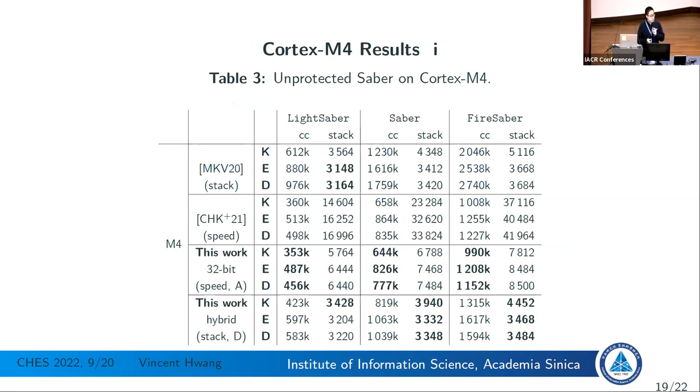This is the overall performance number of unprotected Saber on Cortex-M4. In the literature, in particular, CHK+21 already shows that NTT-based multiplication results in very speed-optimized implementations. We slightly optimized some arithmetic like packing and unpacking polynomials. So our implementation is slightly faster than their work. In terms of stack usage, our heavily stack-optimized NTT-based approach achieves almost the same amount and sometimes is superior to the most stack-efficient non-NTT-based approach, which is implemented by MKV20.